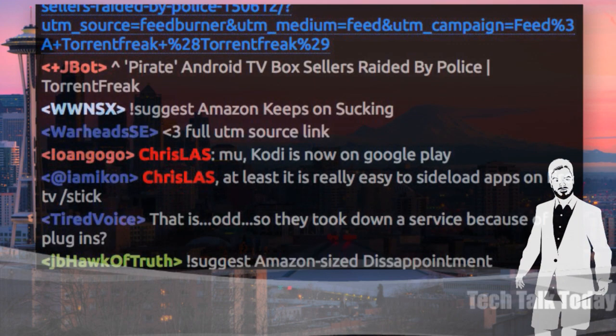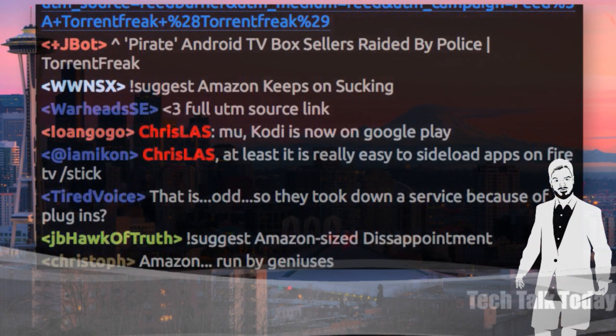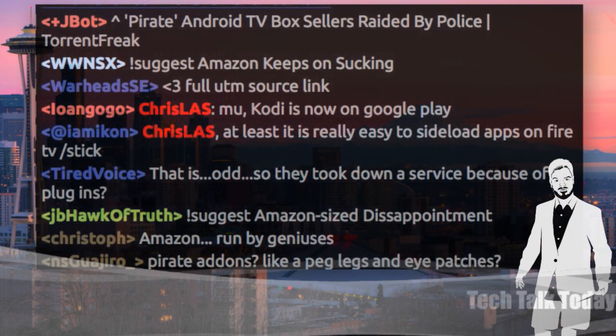Kodi is now on Google Play. Tell me more. Have you installed it? Basically, recently, Google just allowed Kodi to go through on the Google Play Store. That's about it. Okay. That's good. Makes me want to have that on my TV.